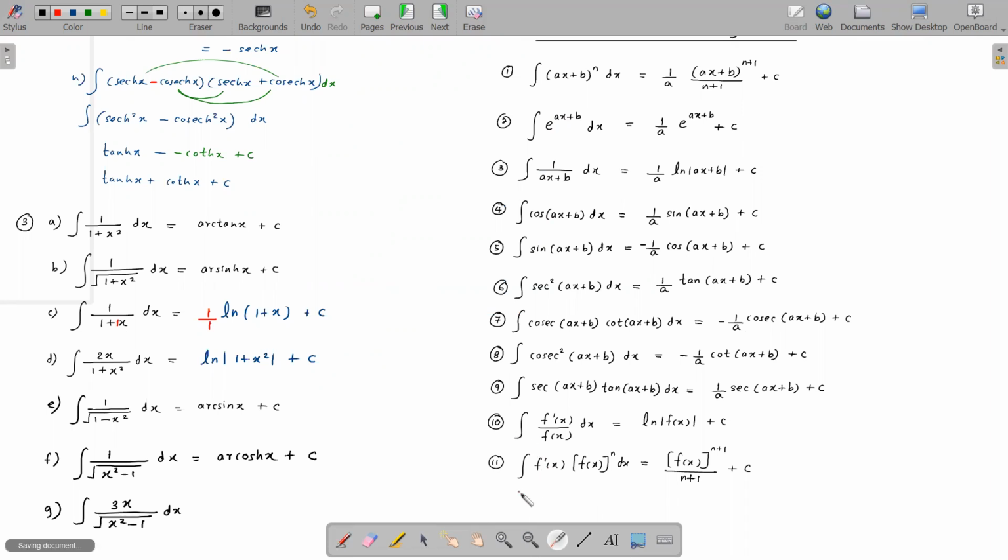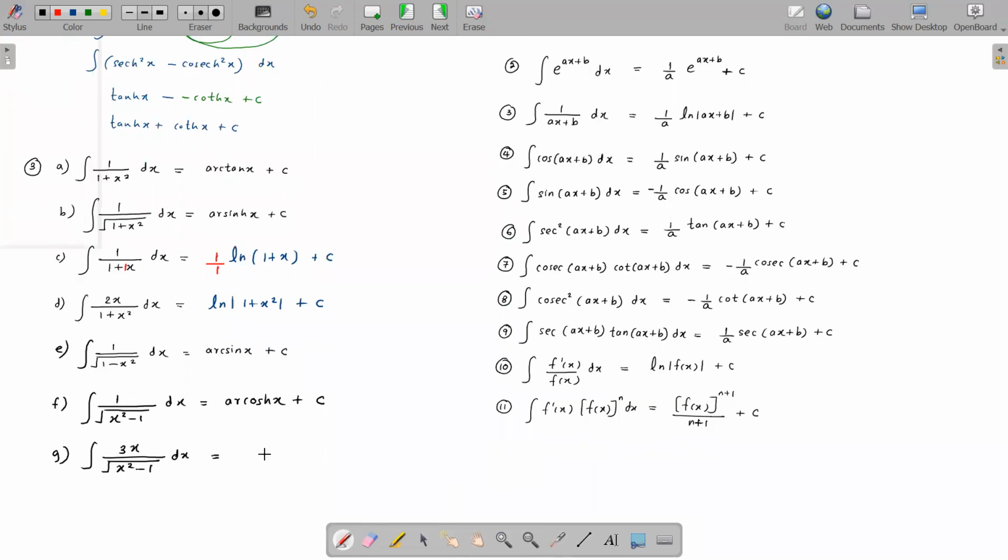So which one do we use? Can I use the f dash x over fx, rule number 10? No, right? Because there's a root, and I can't say with the root that the differentiation of the denominator is there in the numerator. No, I have to try to use the 11th rule. Okay, how does the 11th rule work? Integration of 3x over root x square minus 1: x square minus 1 I'll bring up to the power what? Minus half. 3x times x square minus 1 to the power minus half.